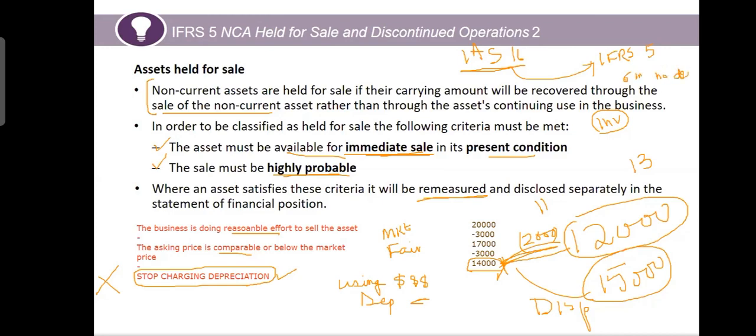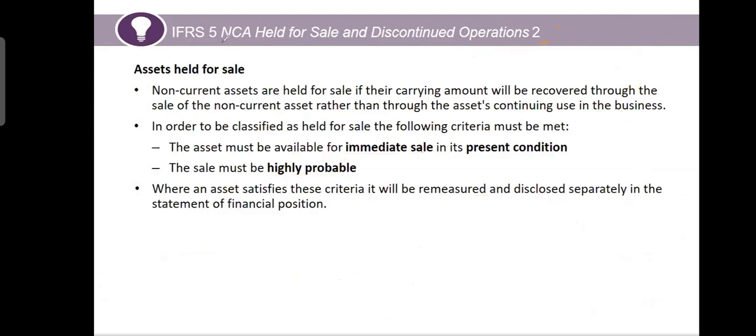But then what happened? After 6 months, you decide that I will again transfer it to IAS 16. Okay, I'm not selling it. I will keep on using it. So this depreciation, which you did not charge, you have to charge it now. So whenever you decide to transfer it back to your IAS 16, then all the depreciation which you did not calculate in the last 6 months, you will calculate it and post it to your P&L. This is the story of non-current asset held for sale.